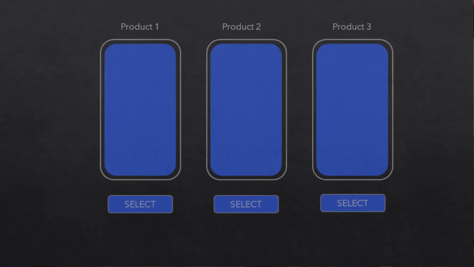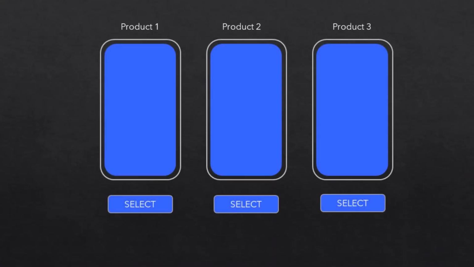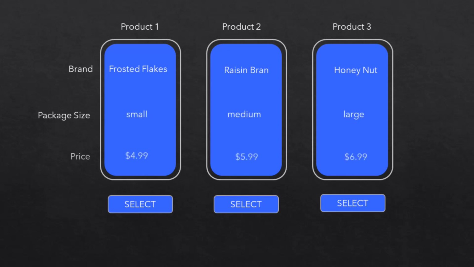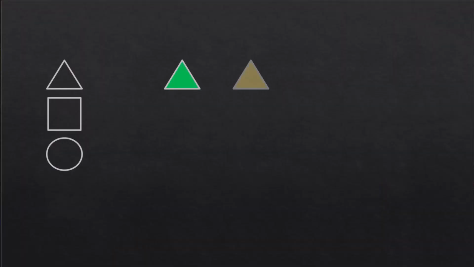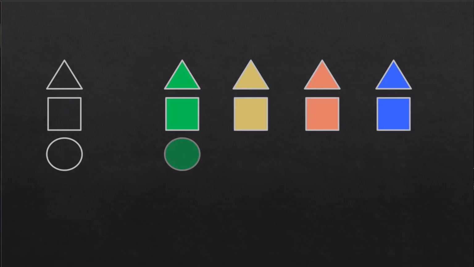Let's suppose the product we want to analyze and the products in the category have 3 main important attributes. It may be its brand, package size, and price. For illustration, we'll call these attributes triangle, square, and circle. And each attribute can have different levels. Just like a brand can be different brands, a size can be of different sizes. Let's just say our shapes can be different colors. These colors represent the different levels of the attributes.